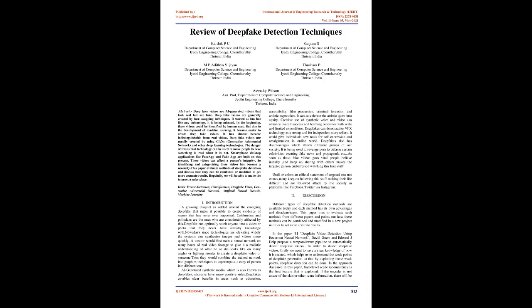This paper evaluates methods of deepfake detection and discusses how they can be combined or modified to get more accurate results. Hopefully, we will be able to make the internet a safer place. Index terms: detection, classification, deepfake video, generative adversarial network, artificial neural network, machine learning.